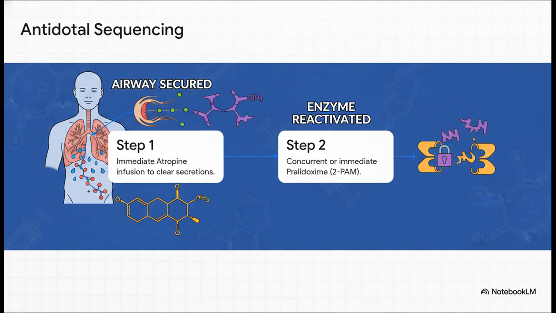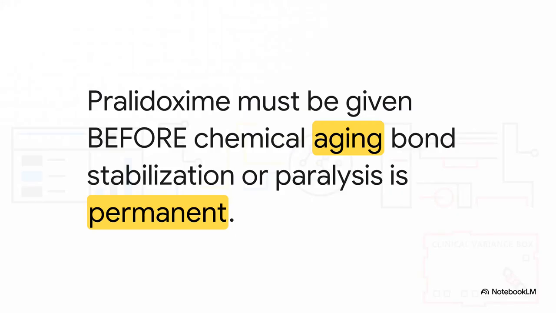Atropine doesn't fix the underlying enzyme lock, and it doesn't touch the nicotinic muscle paralysis. That's exactly why Step 2, pralidoxime, or 2-PAM, has to be deployed concurrently or immediately following the atropine to actually go in and reactivate that acetylcholinesterase enzyme. And honestly, this brilliantly illustrates the absolute physiological limit we're working against. Pralidoxime only works if you beat the clock.